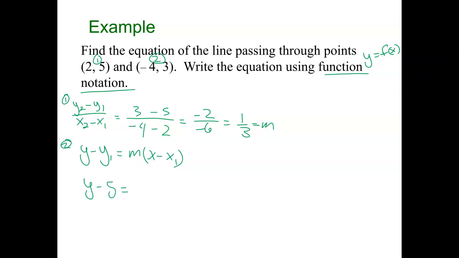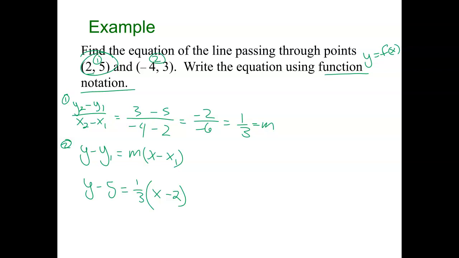What's y1? Okay. What's m? What do I do with x? What's x1? Okay, so I used point 1 for both of those. You have to use the same point. Use point 1 for both of those. You can do it with point 2. We get the same answer once we move everything around. Okay, we'll get the same answer. All right.